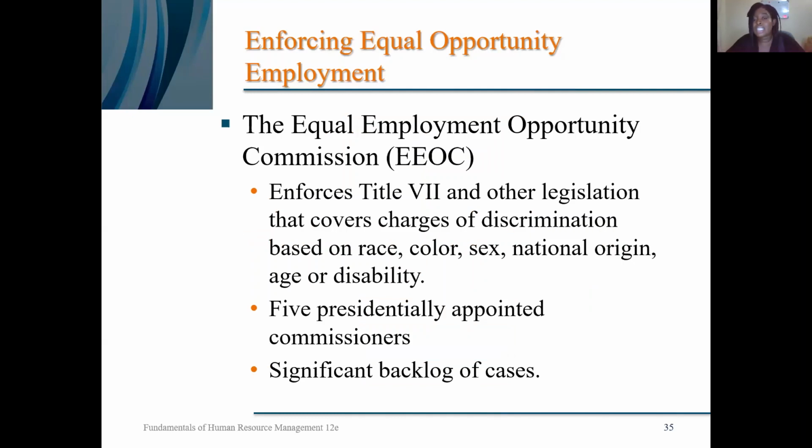It enforces Title VII and other legislation that cover charges of discrimination based on race, color, sex, national origin, age, or disability, because you can be discriminated against due to a disability. It has five presidentially appointed commissioners and a significant backlog of cases, right?